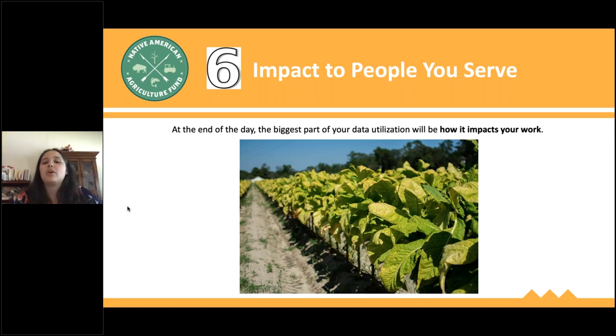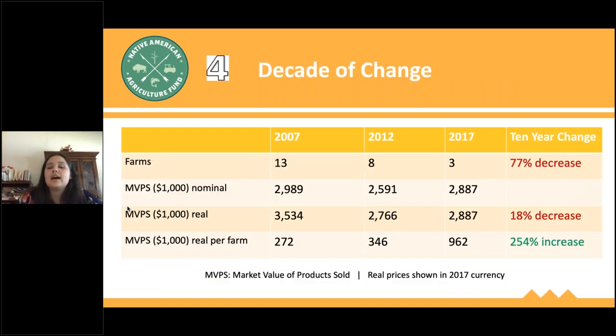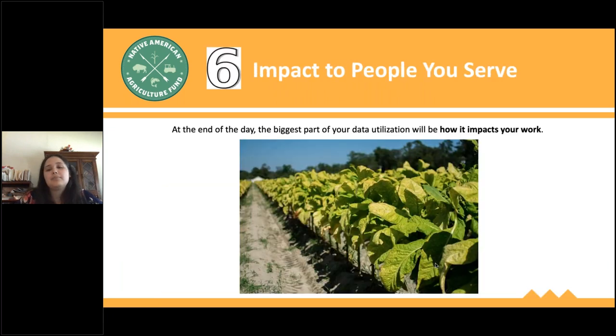At the end of the day, the biggest part of your data utilization will be how it impacts your service. This is a picture of a tobacco farm in late summer 2019 from my area. If I was working in Robinson County and seeking to serve native tobacco farmers, some things I would take away from this is that they are pretty big operations. They're dealing close to $1 million just in tobacco and market value of products sold. And so they might need a special type of service that someone who is doing a smaller scale operation wouldn't need. And that would just help me figure out how to best serve.